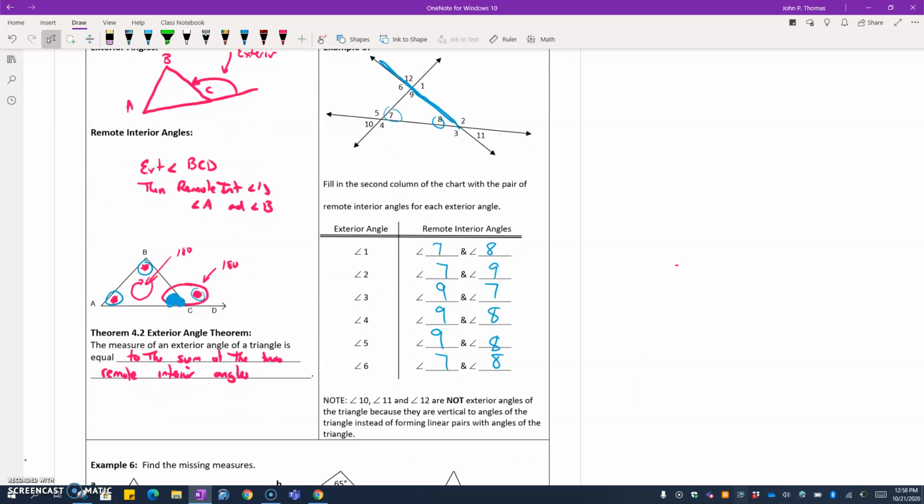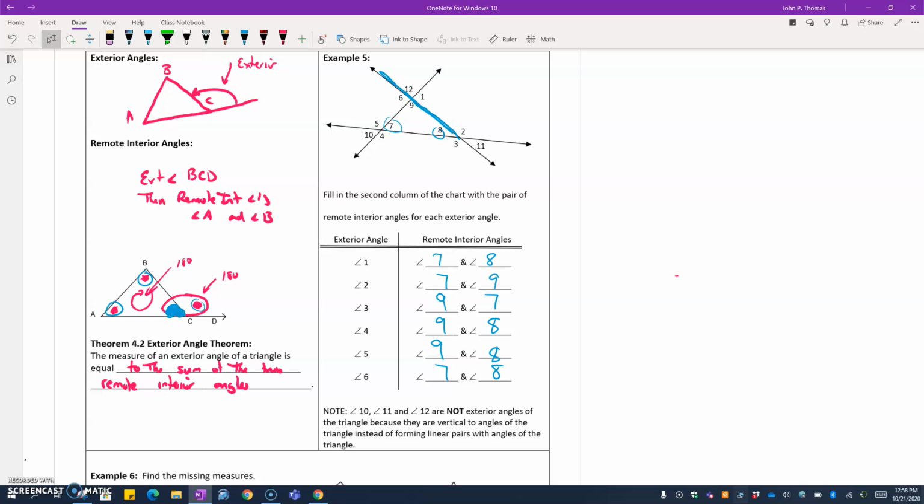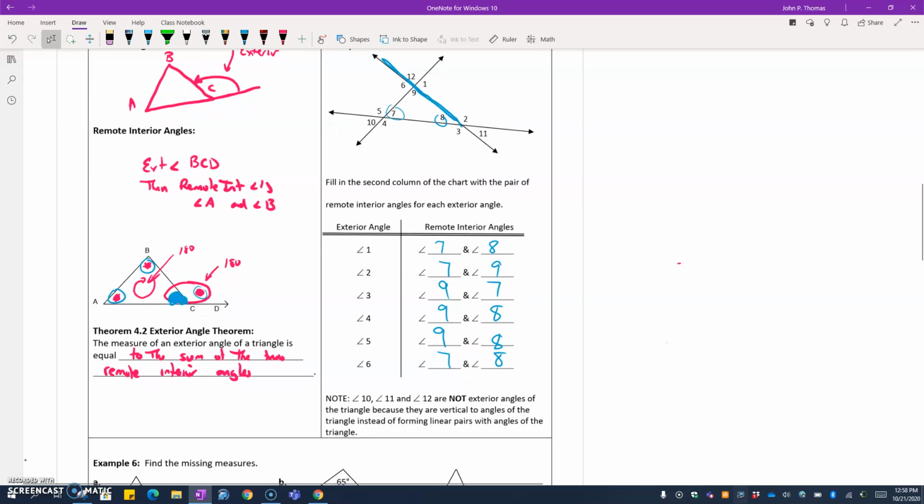And it says, note that angles 10, 11, and 12 are not exterior angles. All right, notice that one side of the angle is not a side of the triangle. On exterior angles, one side needs to be a side of the triangle, and the other side needs to be the extended side. Whereas 11 is made completely by the extensions. There's no portion of that angle that is the actual triangle itself except for the vertex.